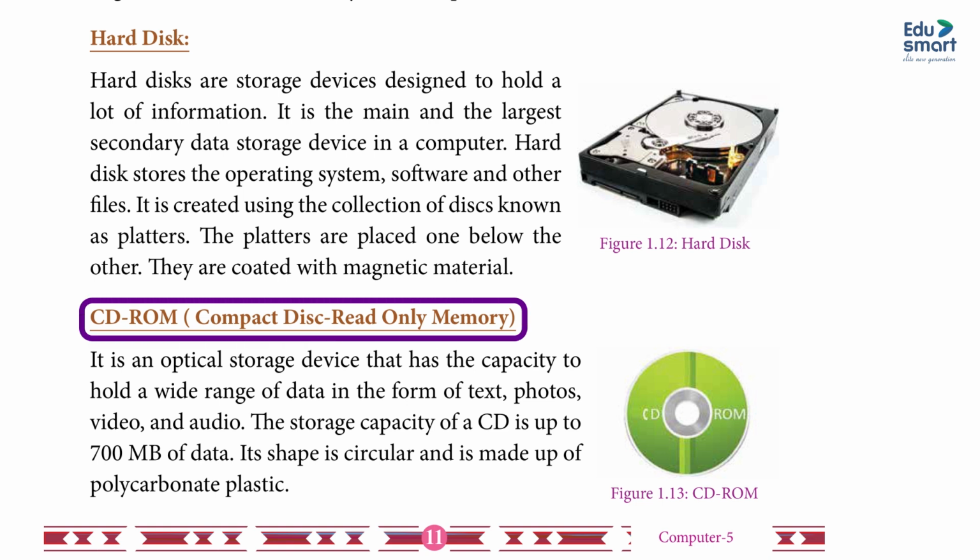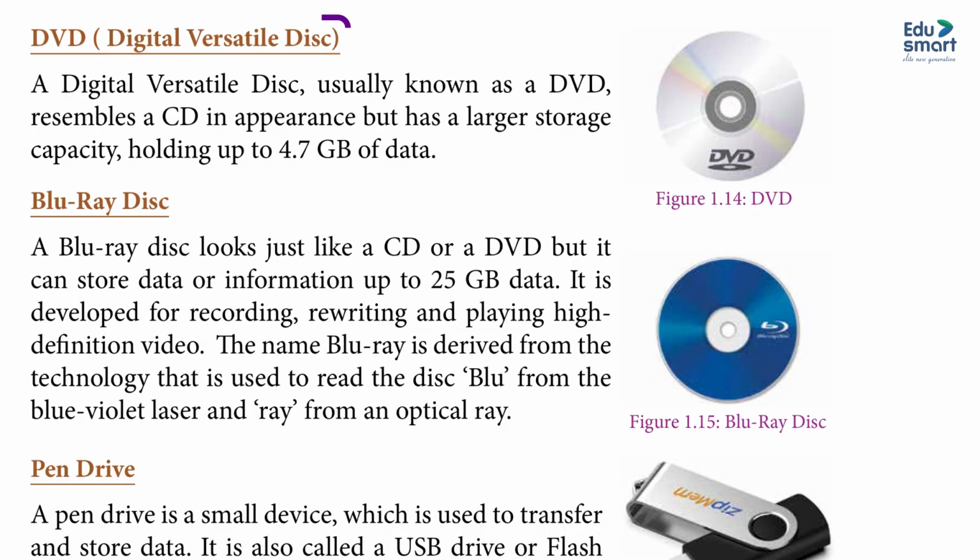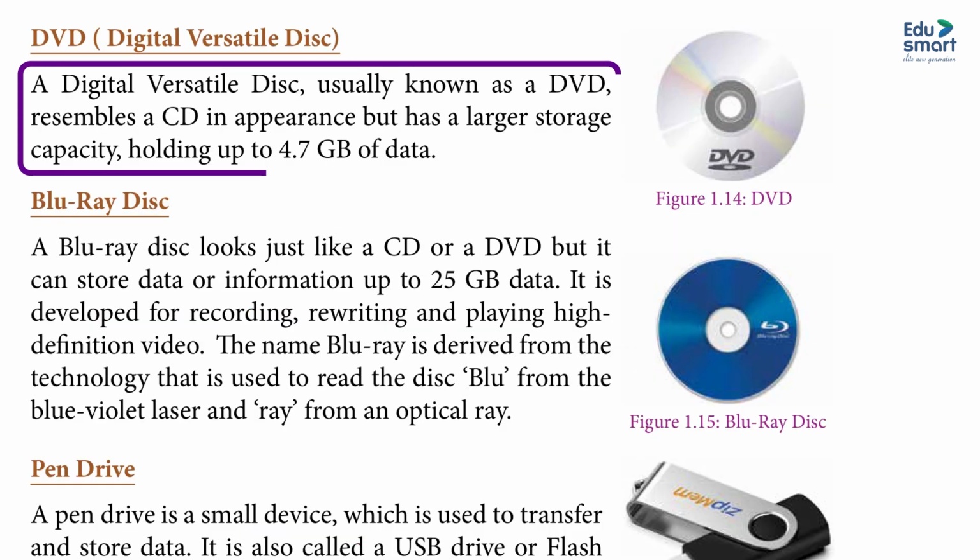CD-ROM, compact disc read-only memory. It is an optical storage device that has the capacity to hold a wide range of data in the form of text, photos, videos and audio. The storage capacity of a CD is up to 700 MB of data. Its shape is circular and it is made up of polycarbonate plastic. DVD, Digital Versatile Disc. A digital versatile disc, usually known as DVD, resembles a CD in appearance but has a larger storage capacity, holding up to 4.7 GB of data.